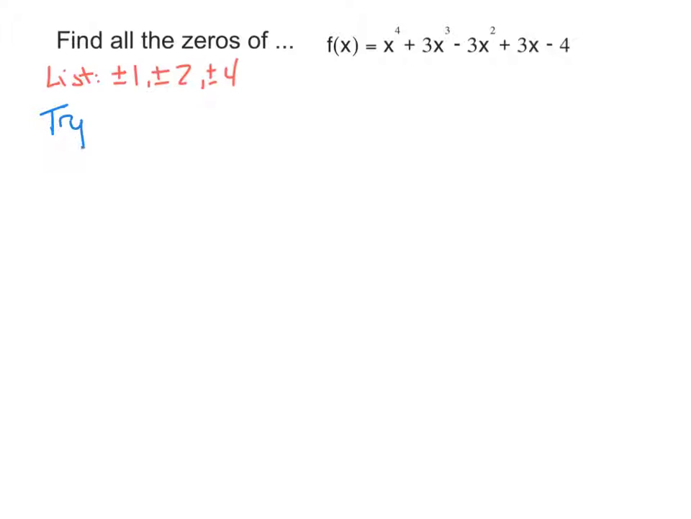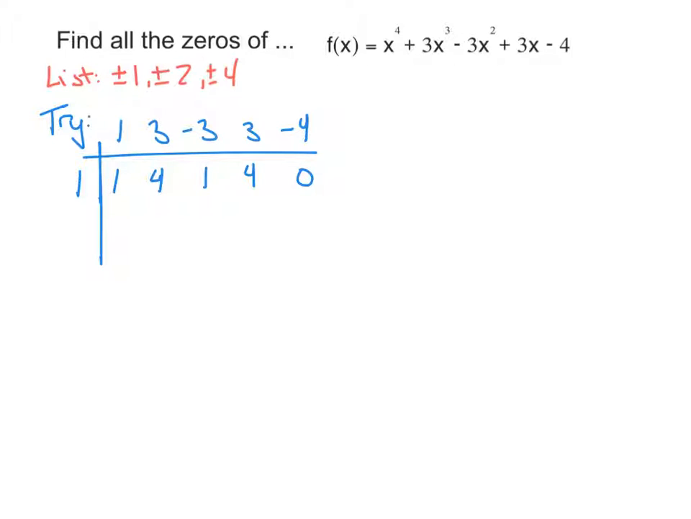Second thing to do is start trying, and that's where we're going to use synthetic division with 1, 3, -3, 3, and -4, and start going through our list. So the first one we'll try is 1. Bring down the 1. 1 plus 3 is 4. 4 minus 3 is 1. 1 plus 3 is 4. And 4 minus 4 is 0.